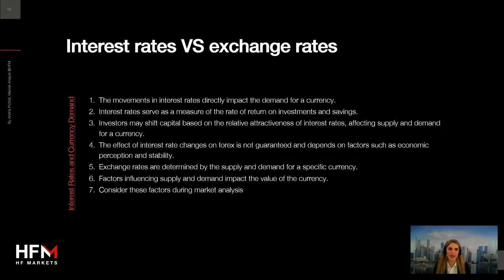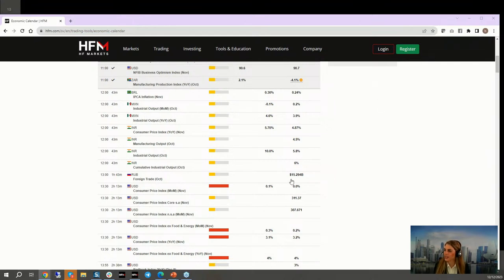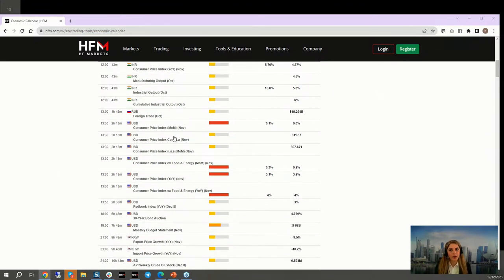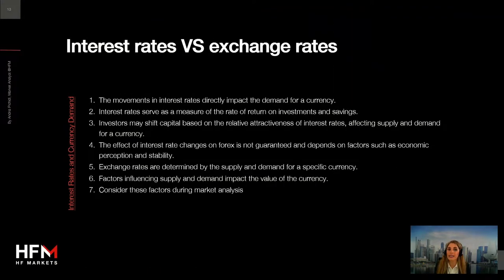So here we are. Let me share the calendar as well. Okay, perfect. In every economic calendar, if you click on the explanation of each indicator, you will see how it is expected to affect the particular currency it relates to. In this case, it's US inflation. We can see that a high reading is seen as bullish for the US dollar, while a low reading is seen as bearish. But I want you to remember, guys, that this reaction is not a guarantee.